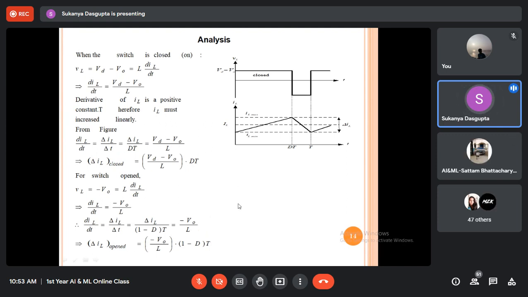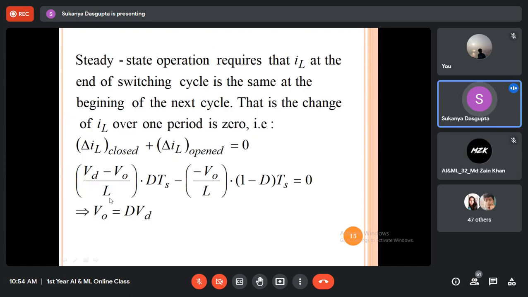So mathematically, we can derive for the buck converter that the output average DC voltage is equal to D times VD. This D is the duty ratio. It can be denoted by either capital D or small d.